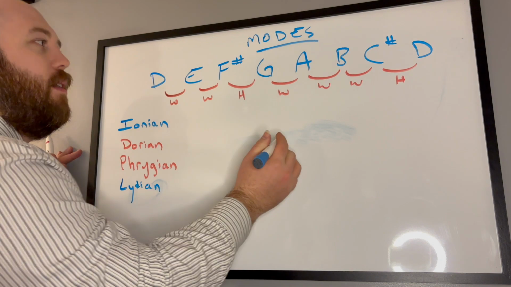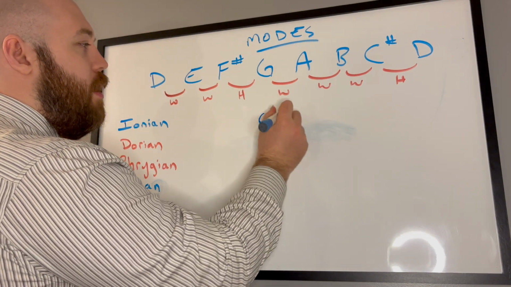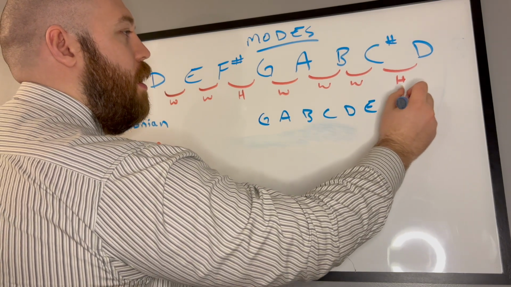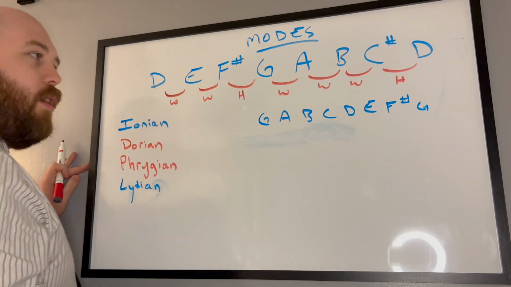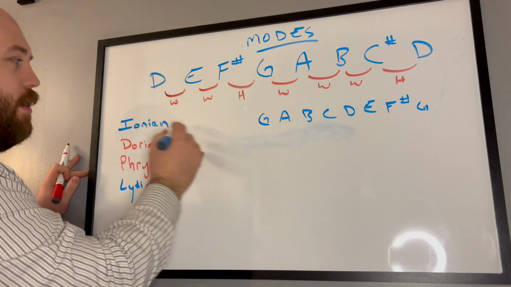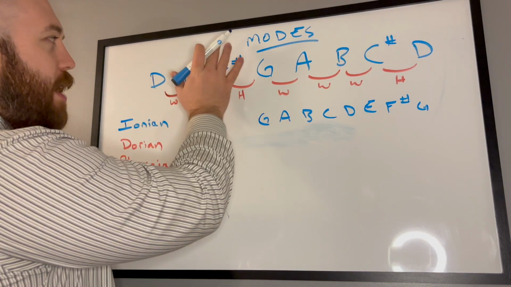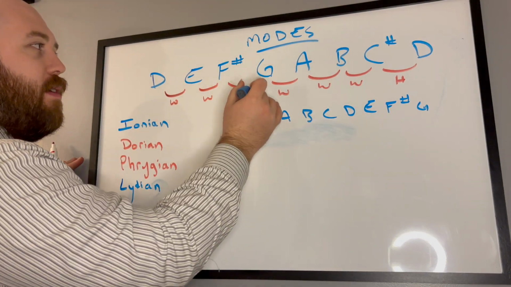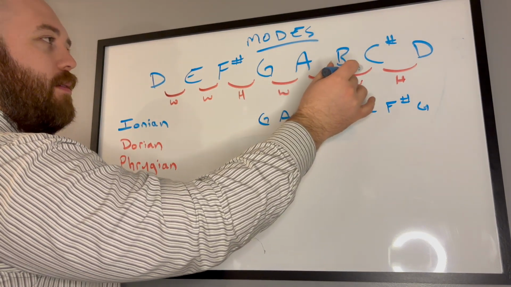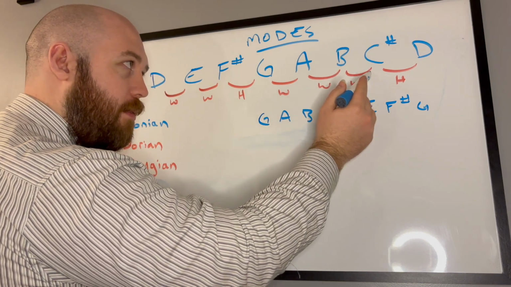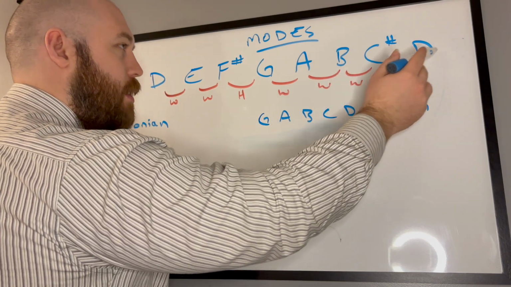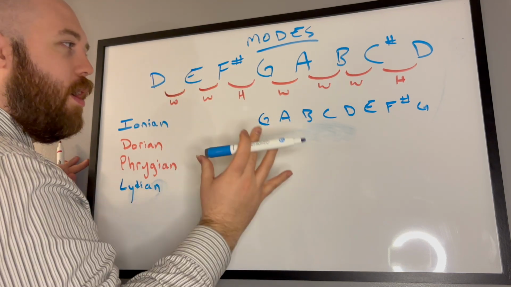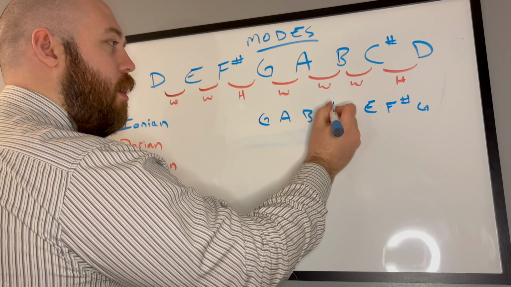What's a G major scale? G, A, B, C, D, E, F sharp, G. Okay, that's a G major scale, or G Ionian. So what do we have here? If we play a D major scale, but start and end on G, we have G, A, B, C sharp. That's different. D, E, F sharp, G. Okay? The only weird note in here is that C sharp.